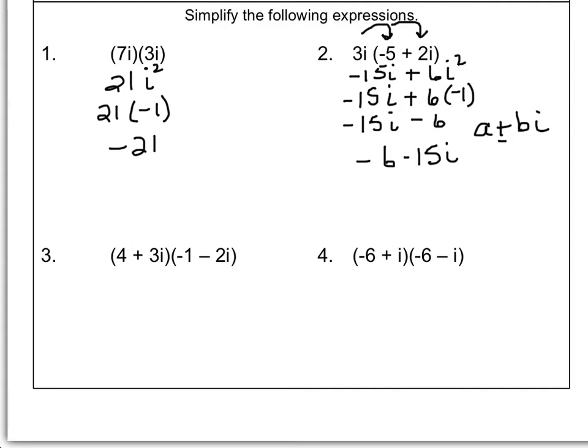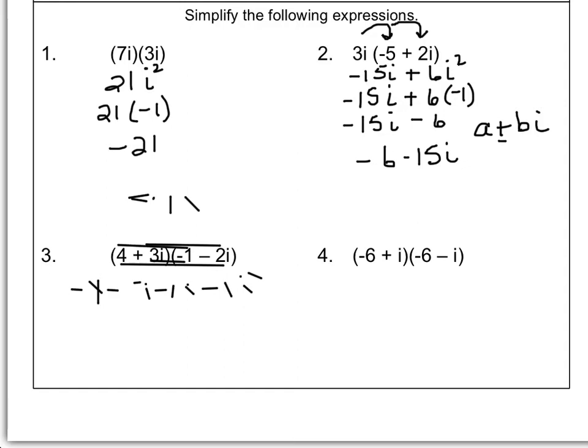Now we're going to look at an example of two binomials. Okay? And anytime we have two binomials, we're going to use the FOIL method. So when we do this, we've got first times first. 4 times negative 1 is negative 4. Outsides, 4 times negative 2i is negative 8i. Insides, 3i times negative 1 is negative 3i. And last, positive 3i and negative 2i is negative 6i squared.